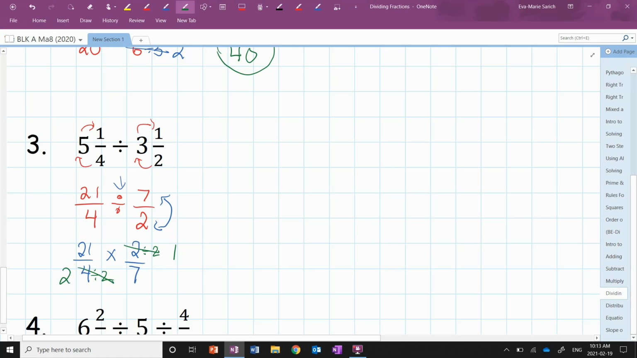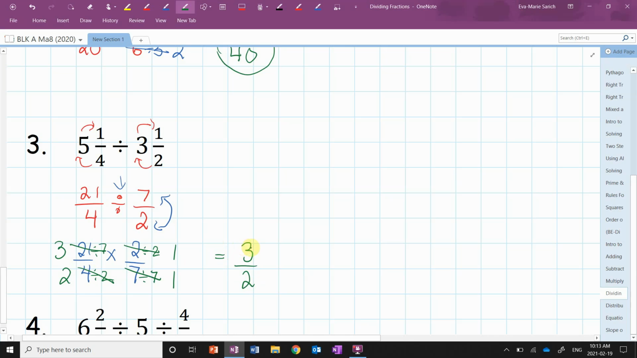Now 21 and 7 actually reduce, right? 7 is a prime number. It only divides by 7, but so does 21 divide by 7. So 7 divided by 7 is 1, and 21 divided by 7 is 3. So now we need to multiply what's left. 3 times 1 at the top gives us 3. 2 times 1 at the bottom gives us 2.